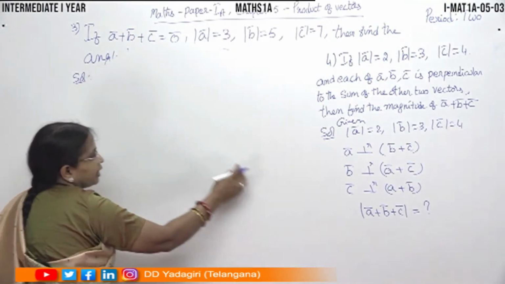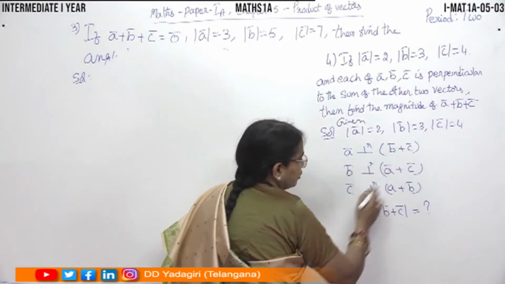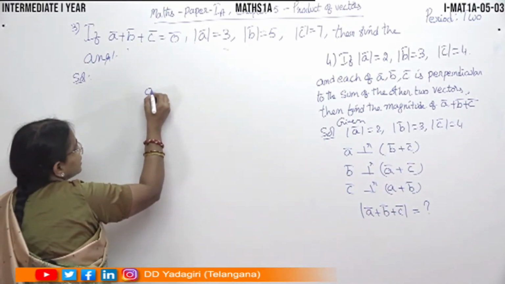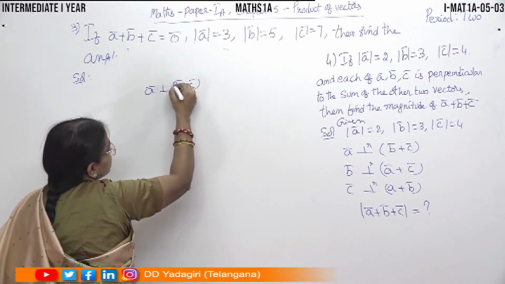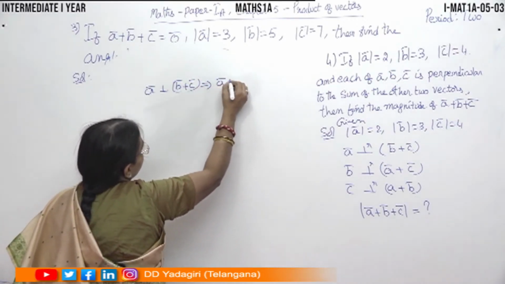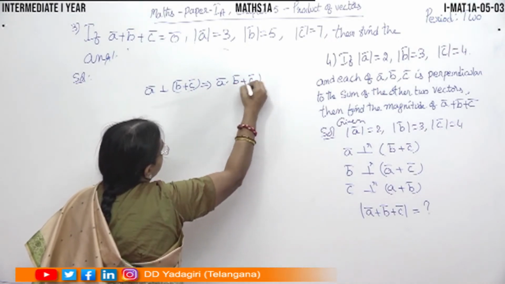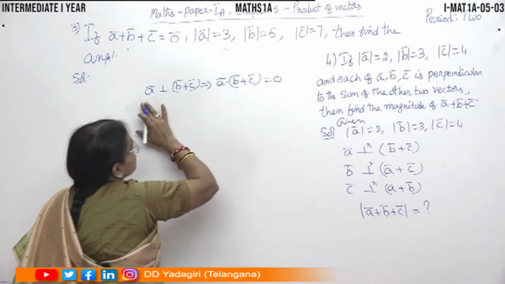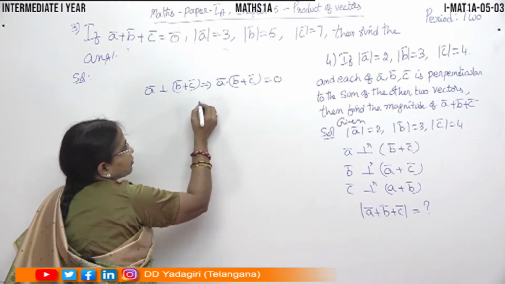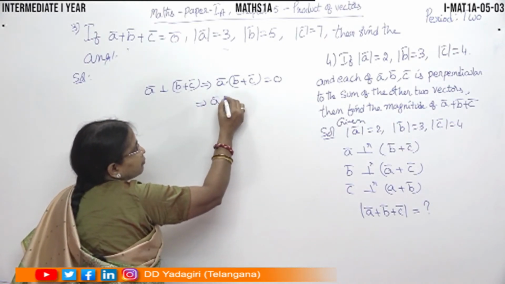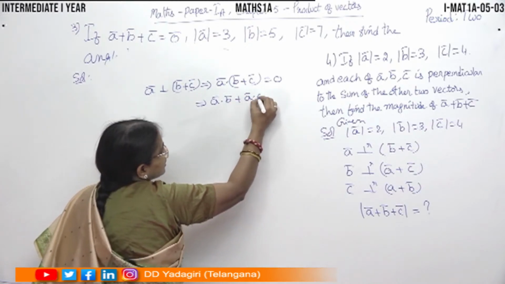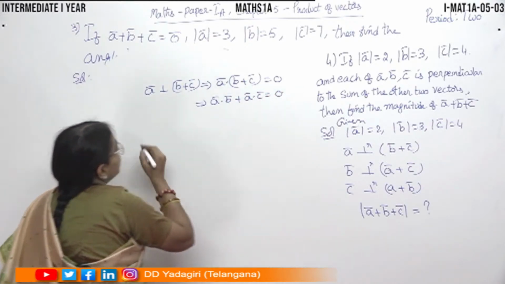What is given? You are given A is perpendicular to B plus C. So A is perpendicular to B plus C implies that A dot of B plus C is equal to 0, because they are perpendicular, their dot product is 0. It is distributive, so A dot B plus A dot C is equal to 0.